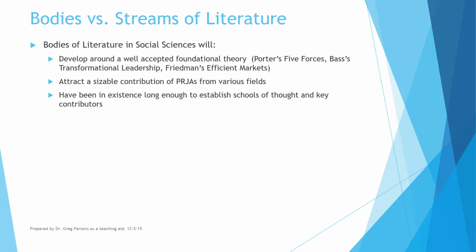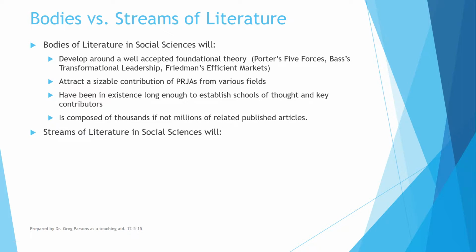If it's been around a long time, now Porter's 5 forces have been around for more than 30 years, transformational leadership more than 30 years, Friedman like 40 years. So if it's been around a while, it's going to grow its own schools of thought and bodies of literature under this general umbrella. Okay, so in the same way that strategic management evolved in the 1960s, now we have different schools of thought related to strategic management that collect their own bodies of literature. And eventually, because it attracts a lot of writing, you may have millions of articles related to it.